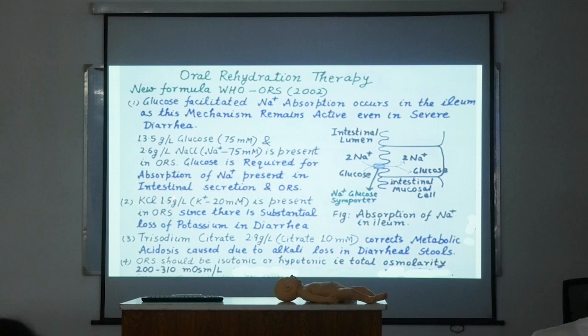And potassium is given because potassium is lost. Trisodium citrate is given as an alkali. Trisodium citrate actually is alkaline in solution. This alkali actually corrects the metabolic acidosis in the body.